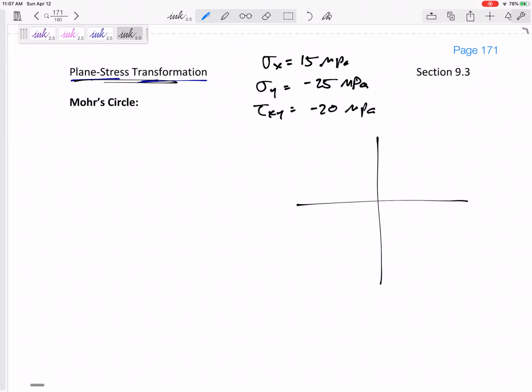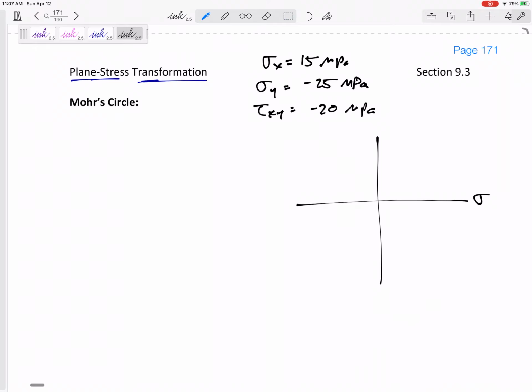All right, so here are my x and y axes. What if my x-axis was my sigma? And what if my y-axis, I'm actually going to put positive tau in the negative y direction, negative tau. We'll see why we do that later.